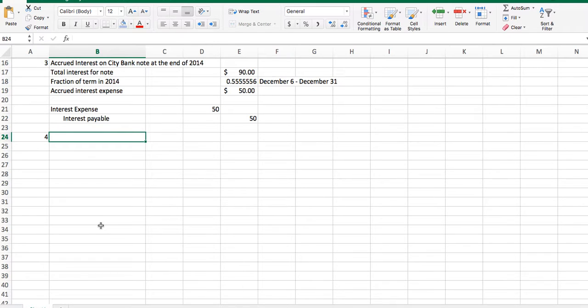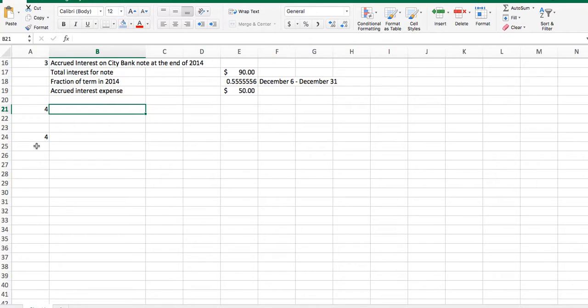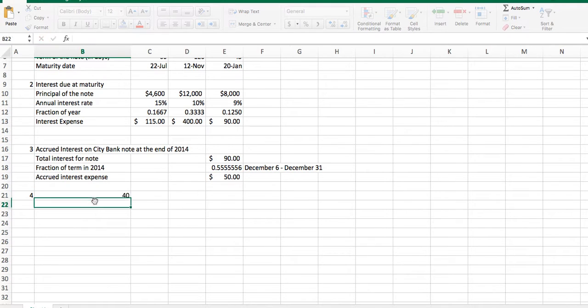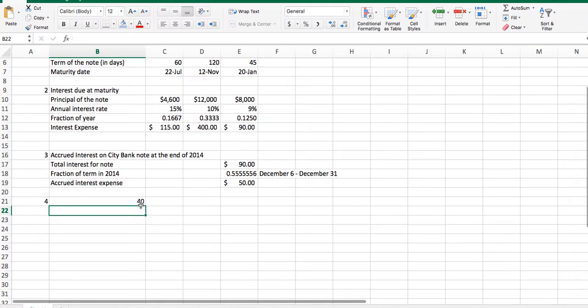Then in number 4, it asks us to determine the interest expense to be recorded in 2015 on that same note. I'm going to remove this because we'll actually do those later, and I don't want to confuse you by doing it twice. But in 2015, how much? Well, if we accrued $50 in 2014, then in 2015 it would simply be $40. Again, that's an understanding of what we're doing here.